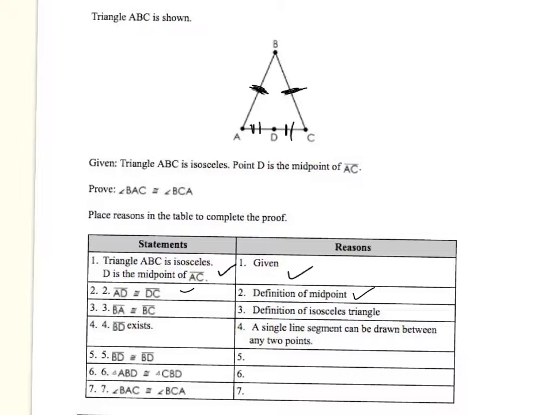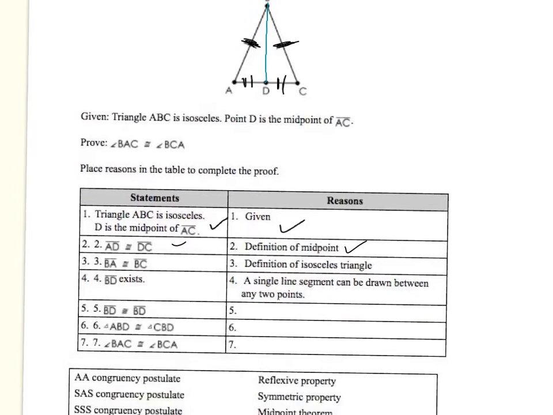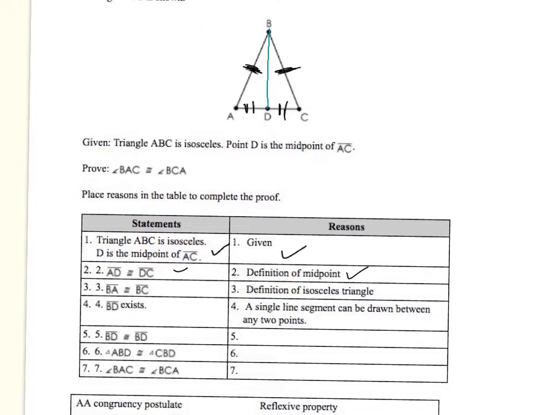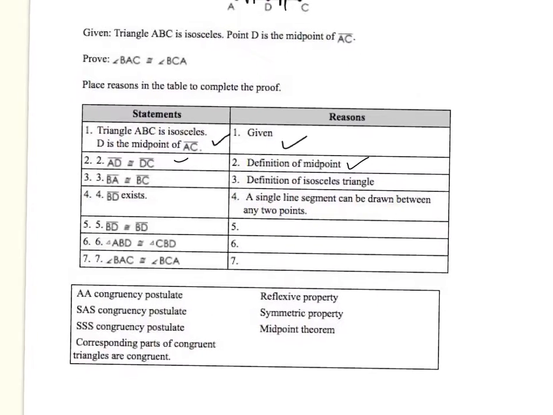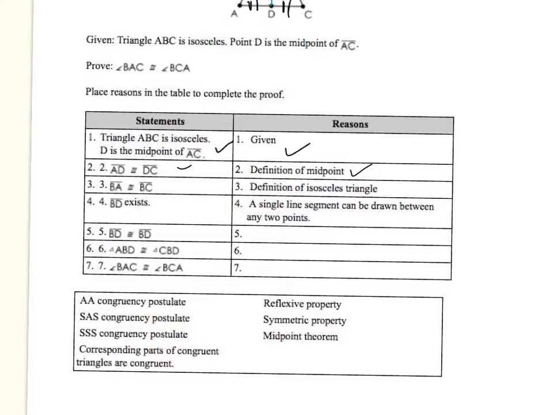Then an interesting one says BD exists. If I draw BD, BD is this segment. It exists because I can connect basically any two points. And what you'll see is this breaks us now into two triangles. So now we have to start giving some reasons. It says BD is congruent to BD. Why is BD the same length as itself? Well, the one that shows that something is the same as itself is our reflexive property. Reflexive means AB is the same as AB, or in this case, BD is the same as BD.